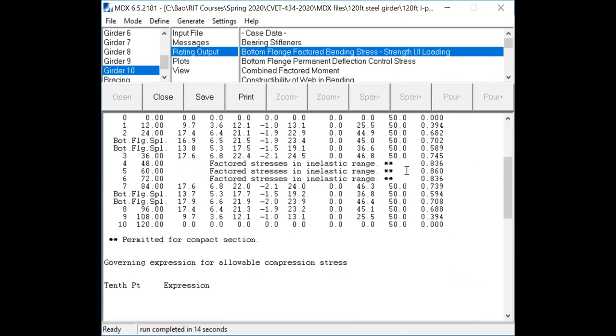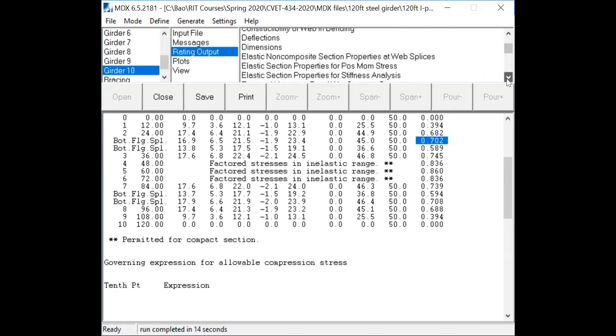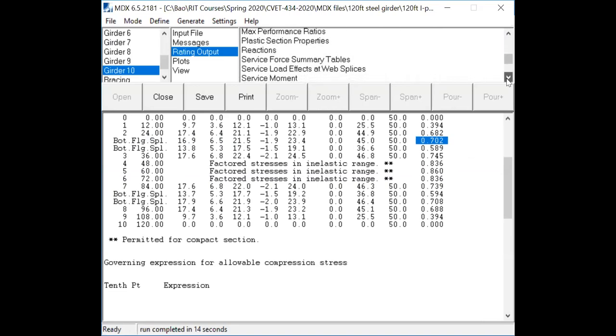If the ratio is pretty low at some spot, that's where you could adjust. For the middle one, the governing is 0.86, and for the first segment for splice, the maximum is 0.702. Okay, so those designs are pretty reasonable for the bottom flange. We don't need to change anything. And take a look at the top flange.